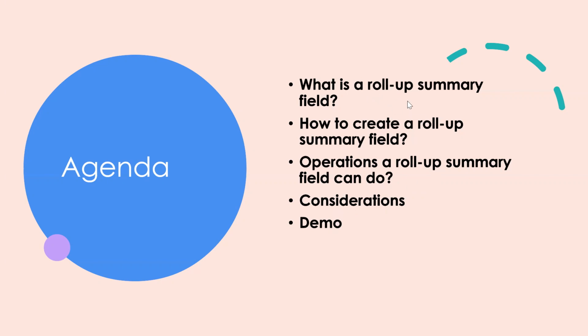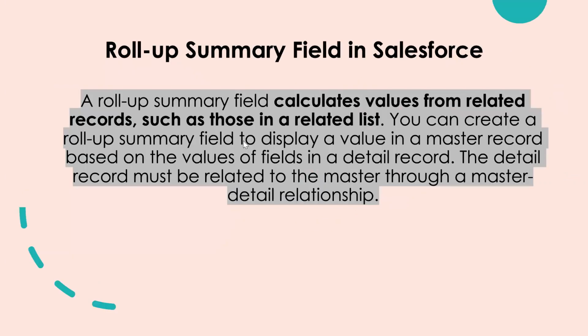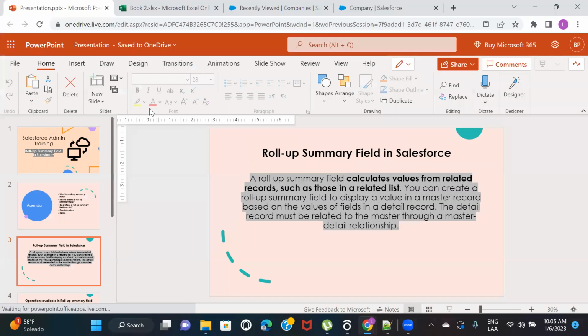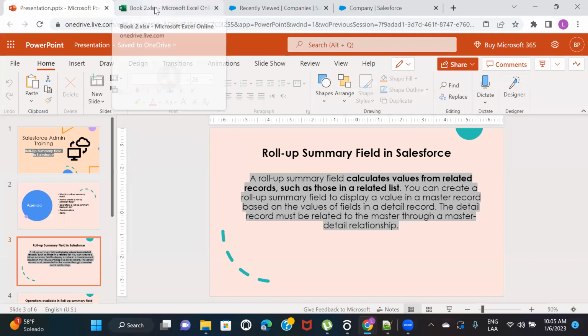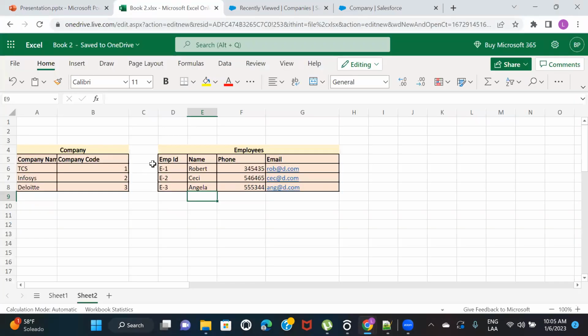So I'll be creating a roll-up summary field, and then we are going to discuss all these points. All right, so let's start with understanding what a roll-up summary field is. Before I actually go into the definition, let me show you, I'm going to explain it so that you don't actually have to read the definition, so you will understand what I'm trying to say by the roll-up summary field.